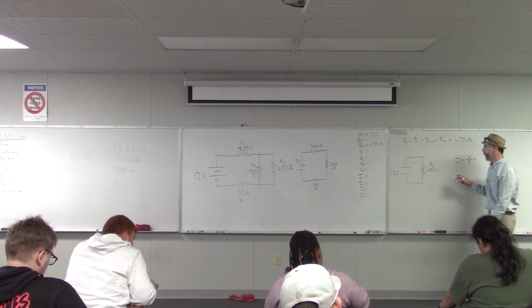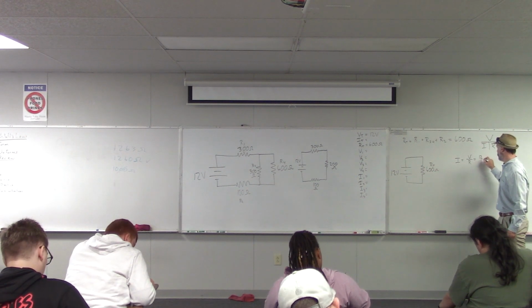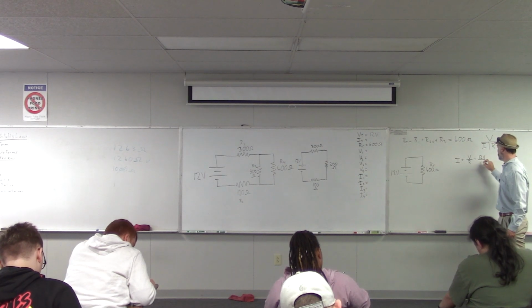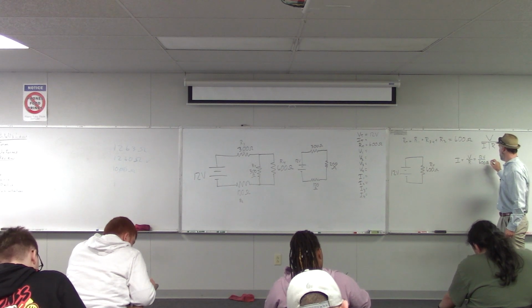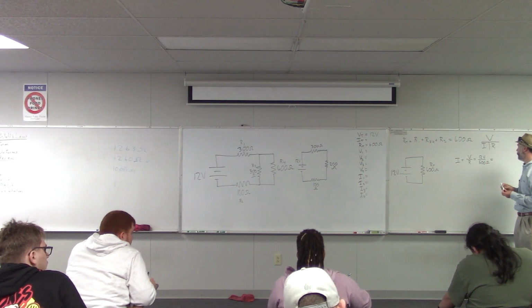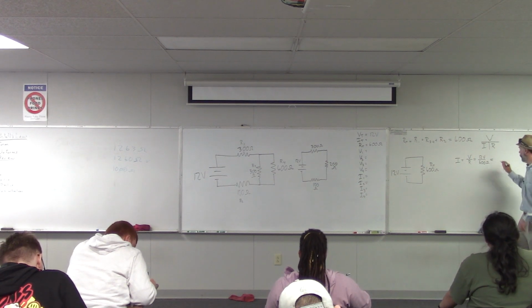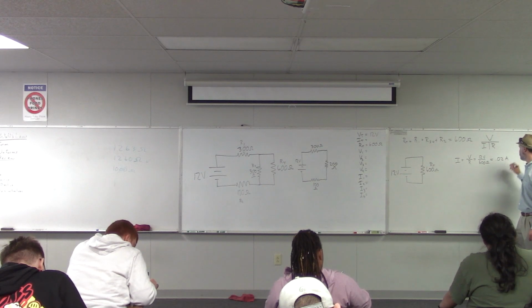So in this case, we're talking about totals. So we want the total voltage over the total resistance. So 12 volts over 600 ohms. What does that come out to be? Okay, perfect. So 0.02 amps.